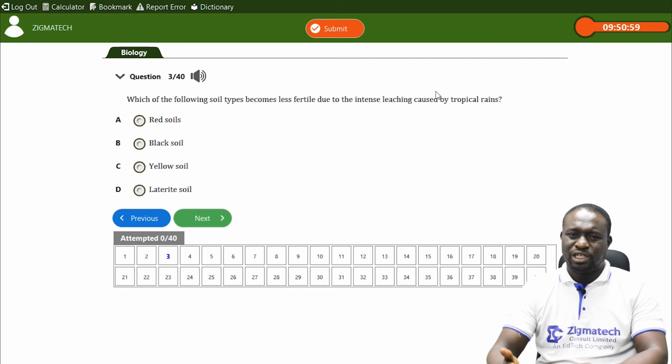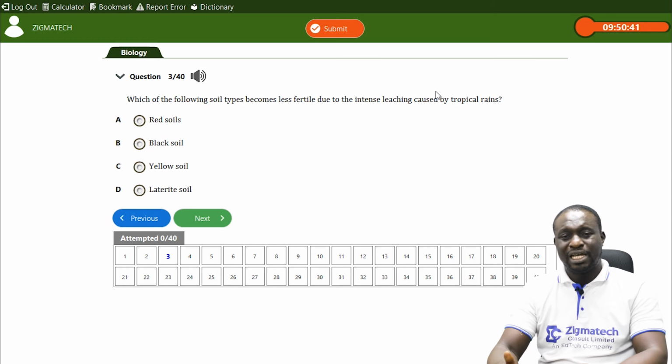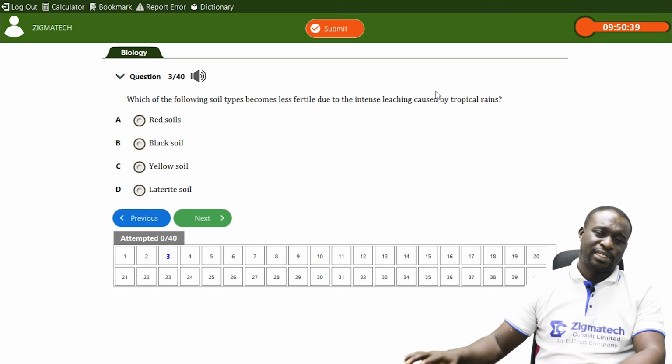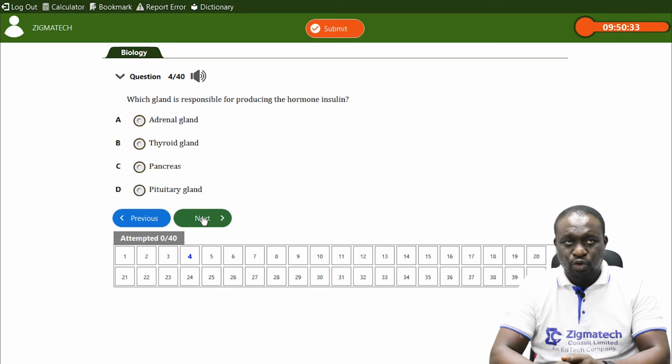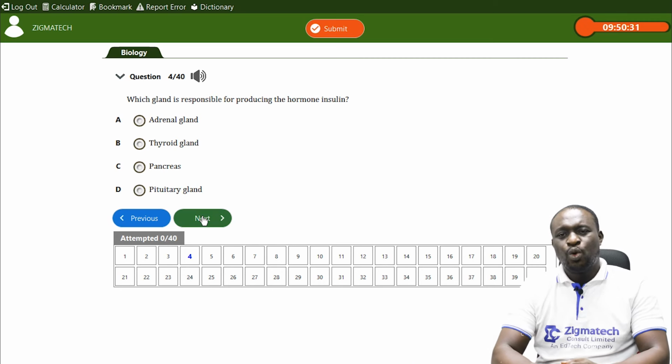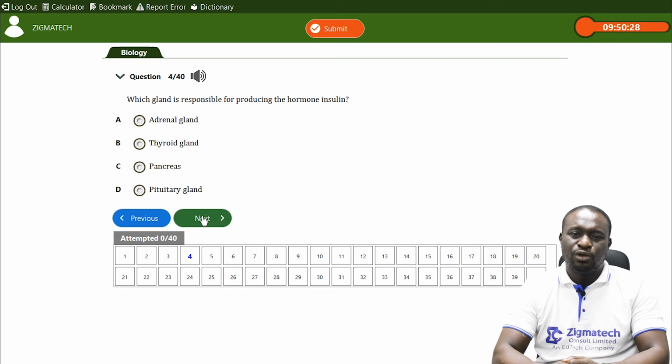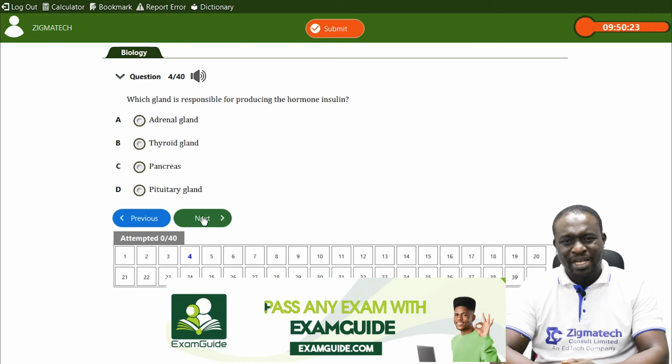So even if leaching takes place, it does not actually affect it that much. The soil might still be fertile. But if you look at D, which is laterite soil, the correct option to this question is laterite soil. Now look at the next question. The next question is question 4. Question 4 says, which gland is responsible for producing the hormone insulin?